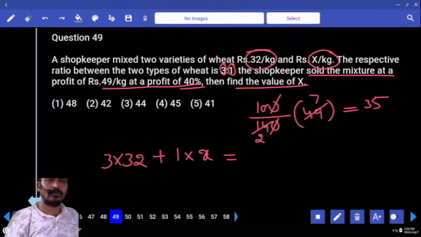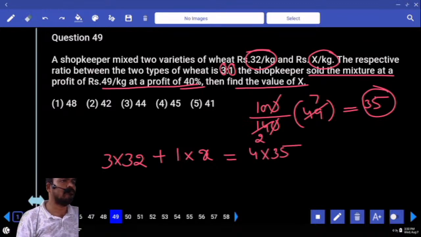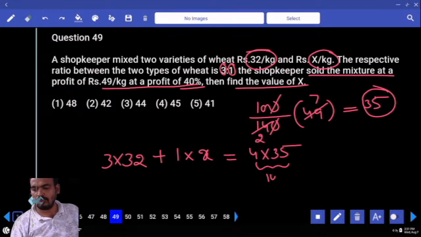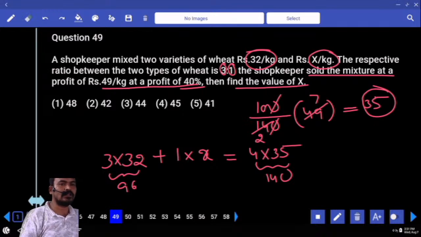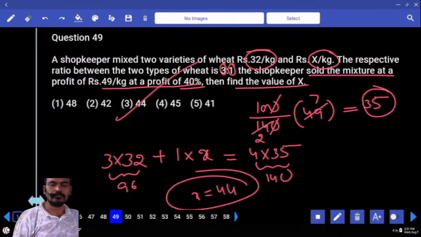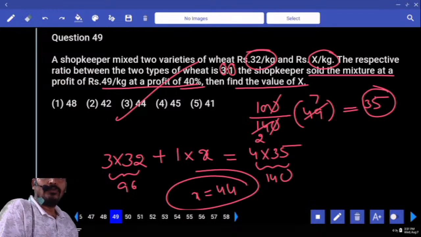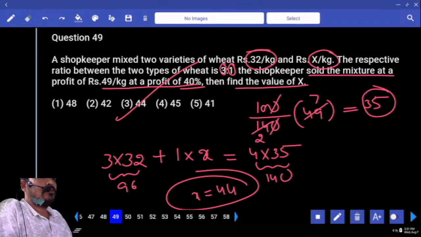Both are added, that is the total cost of how many kgs? 4 kgs. What is the cost price of the mixture per kg? 35. Then 4 kgs cost means 4 into which one? 35. 4 times 35 is how much? 140. 3 into 32 is 96. What is the difference? 44. That is the x value, no? We know the 140%, then we get the 100%. That is the cost of how many kgs? Each kg value, but converted to total cost.